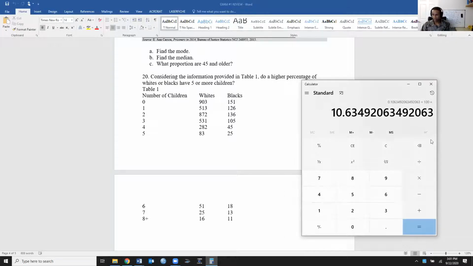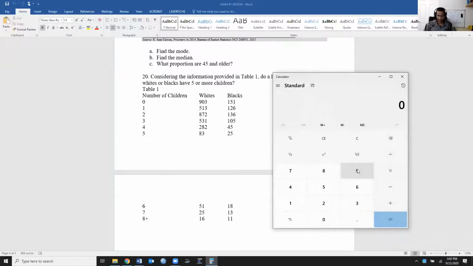Now I have to do the exact same thing for whites in the sense that I need to find the N first. So obviously there are substantially more whites in the sample than blacks. So we found the N for African Americans, we need to find N for white. So we go 903 plus 513, right? Plus 872 plus 531 plus. Okay, so the N, like I said, is substantially larger, 3,276.